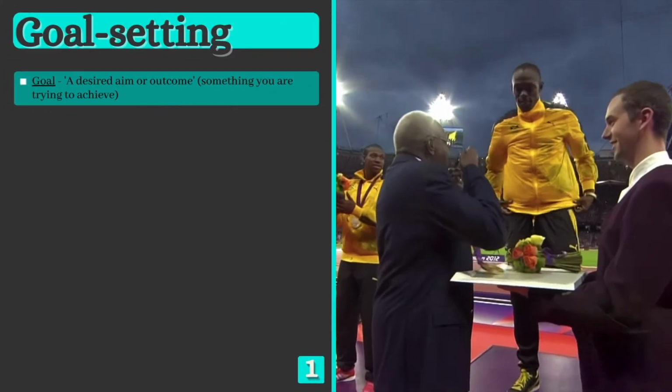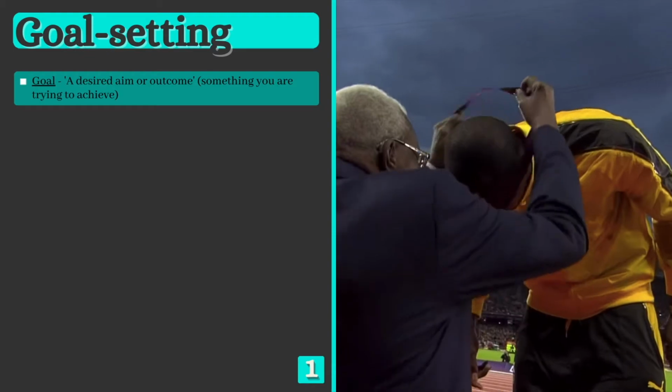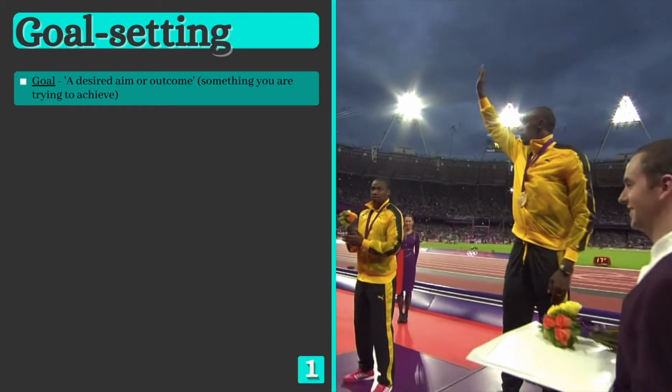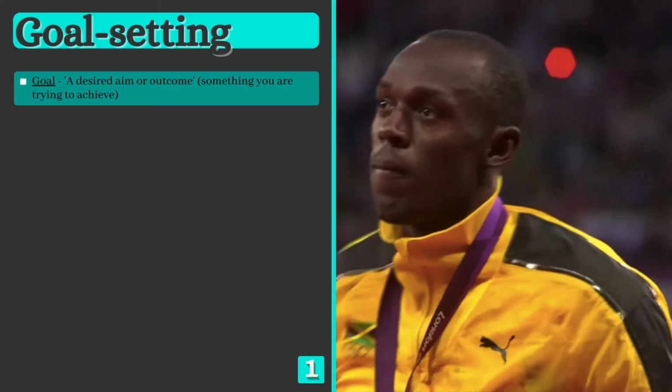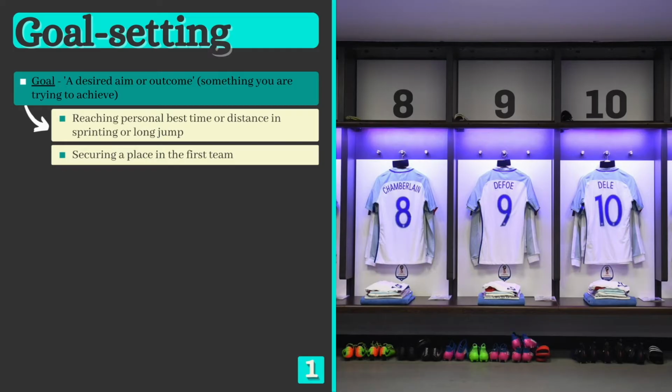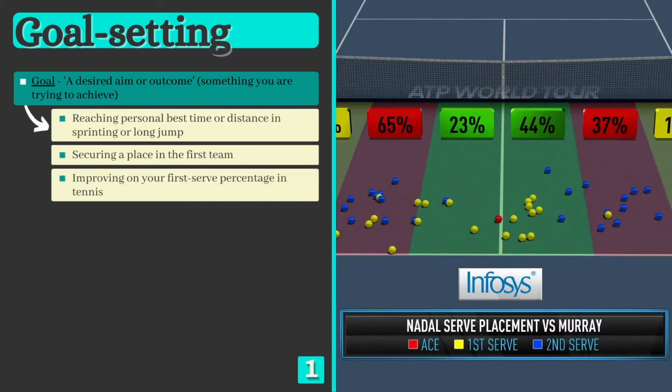A goal is a desired aim or outcome, or in other words, something that you're trying to achieve. Goal setting is often used by sports performers who wish to be successful, and examples of goals include reaching a personal best time or distance, securing a place in the first team, or improving on your first serve percentage in tennis. So why set goals in the first place?